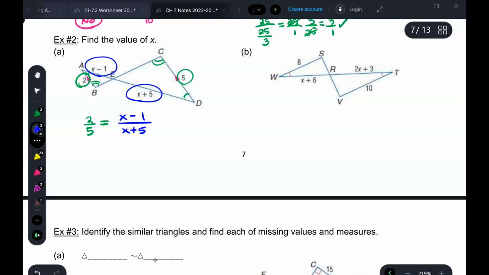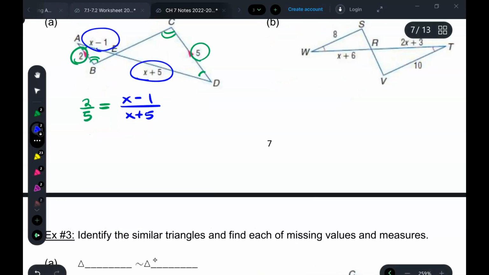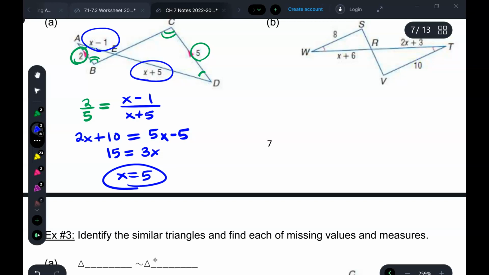Are there other ways we could set up the proportion? Yeah, of course. You could compare 5 over 2, x plus 5 over x. Just make sure that it corresponds, right? Cross multiply. Don't forget to distribute. So 2x plus 5x. X equals 5.